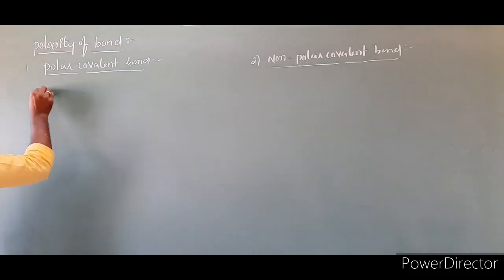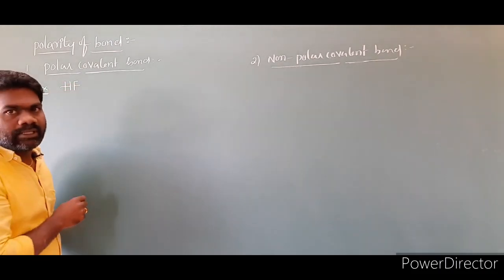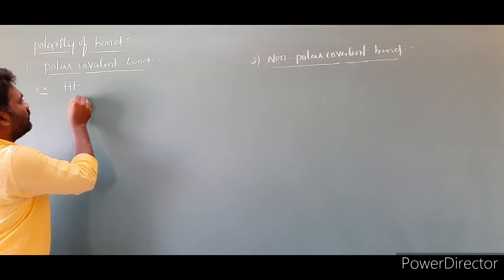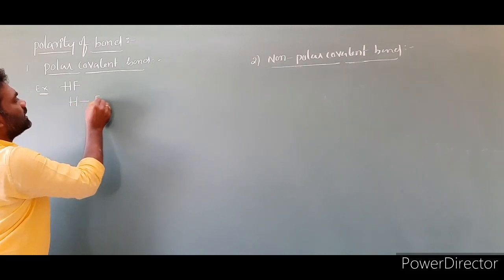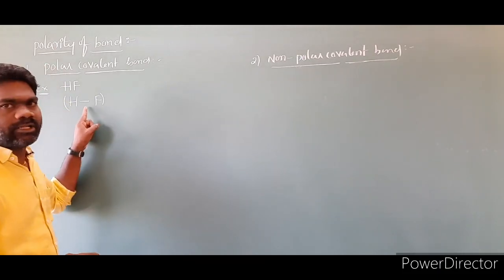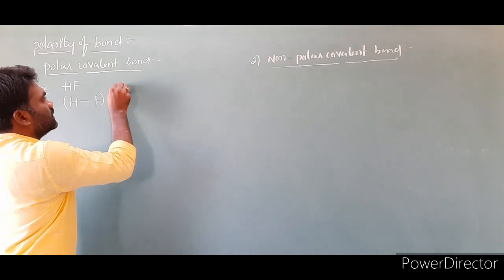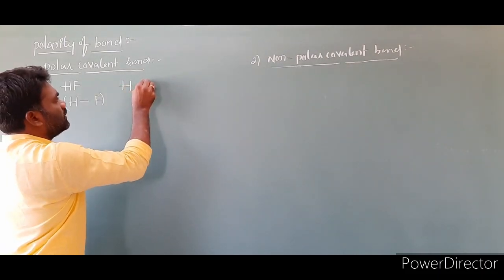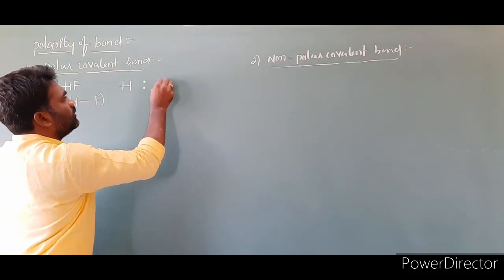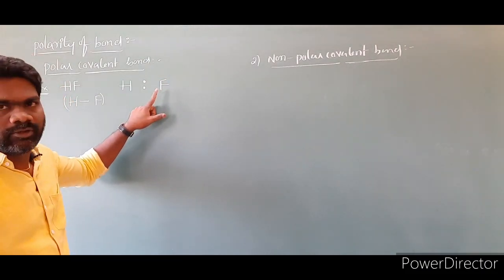For understanding purposes, I am taking an HF molecule. In the HF molecule, between the hydrogen and fluorine, one covalent bond is present. This bond is made up of, as you already know very well, two electrons. I am labeling them. So there are two electrons present between the hydrogen and fluorine.